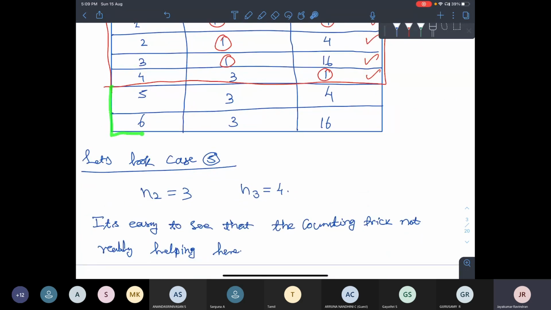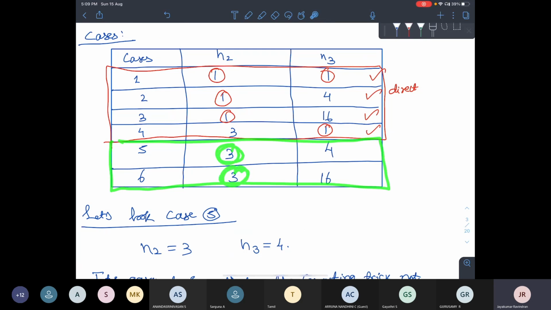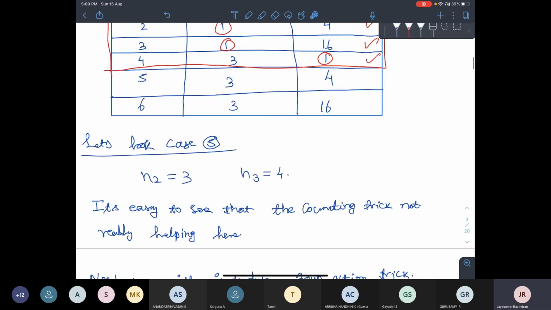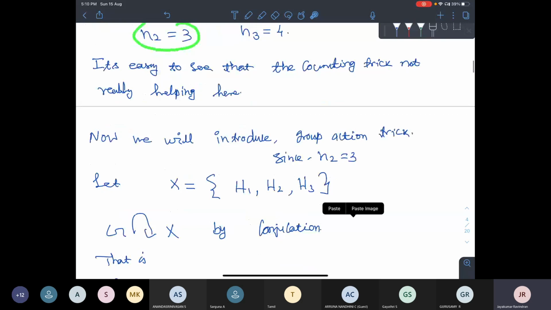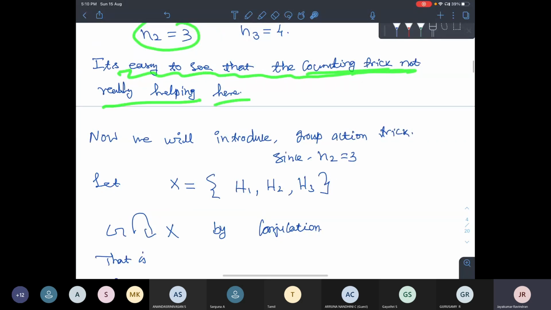You see, what is the problem here? The problem occurs where n2 is 3, both are commonly having n2 as 3, right? When n2 is 3, I have some problem. So let us consider the fifth case. Case 6 is also the same. So what is the problem? Where n2 is 3. Okay, let's start with n2 is 3. Forget about n3, I don't care about n3. n2 is 3. The counting trick is not really helping here.